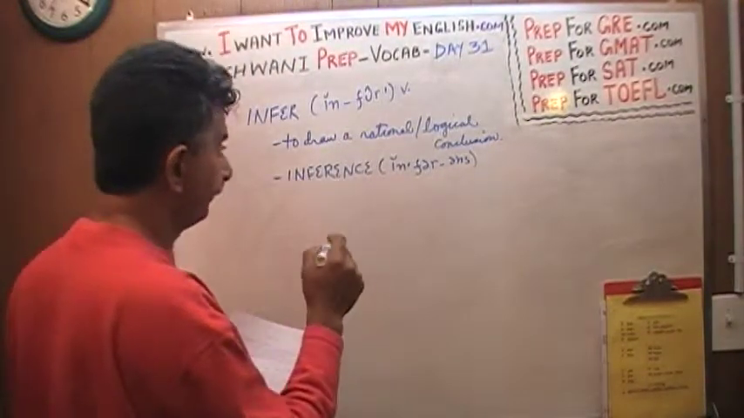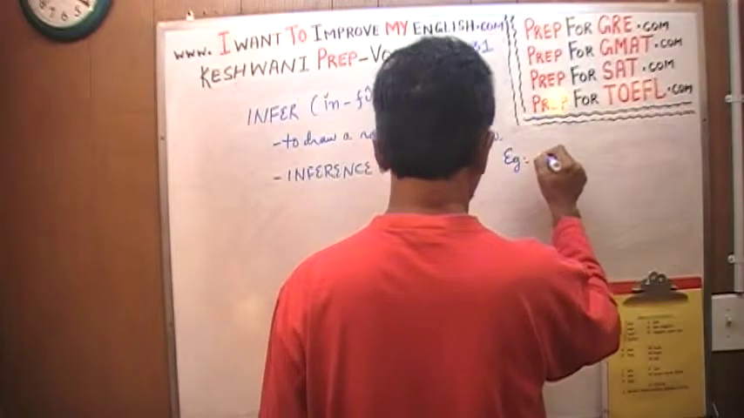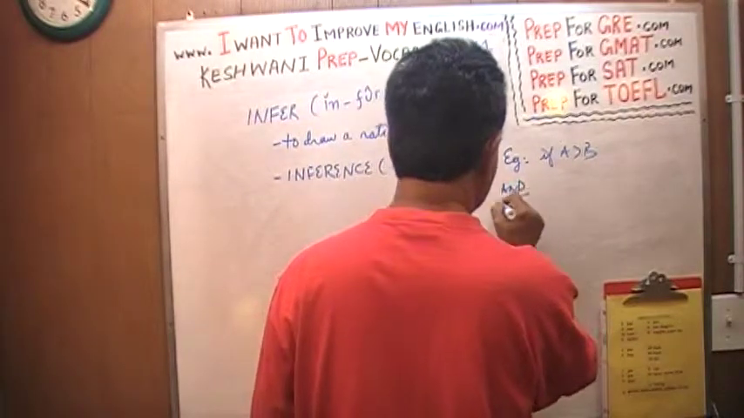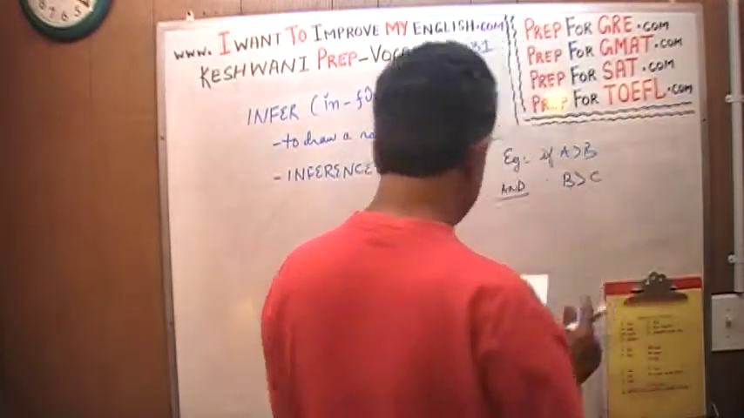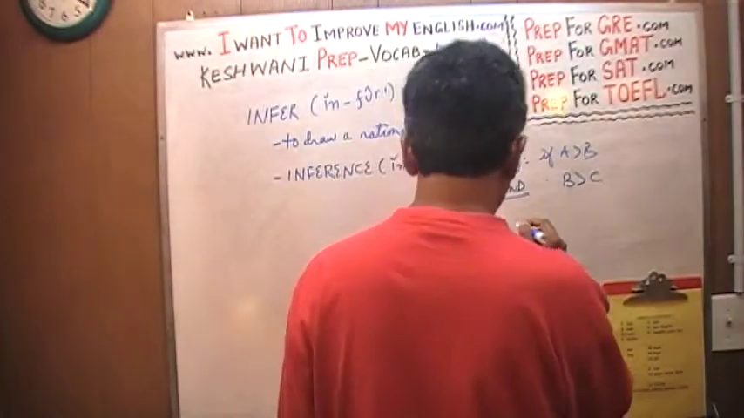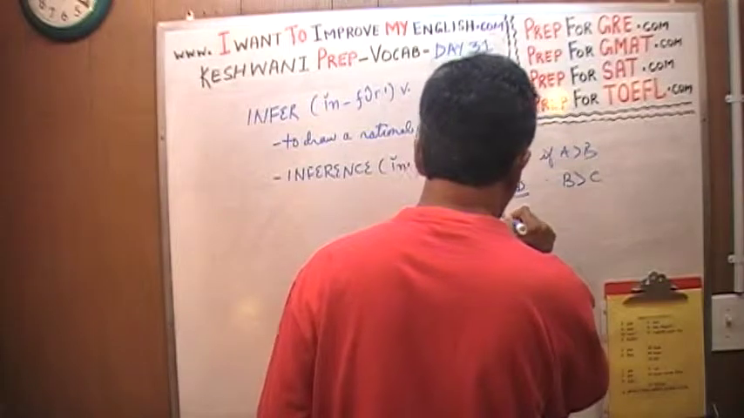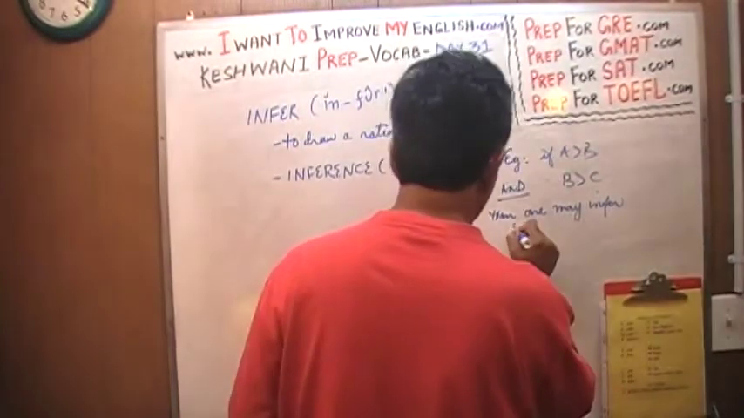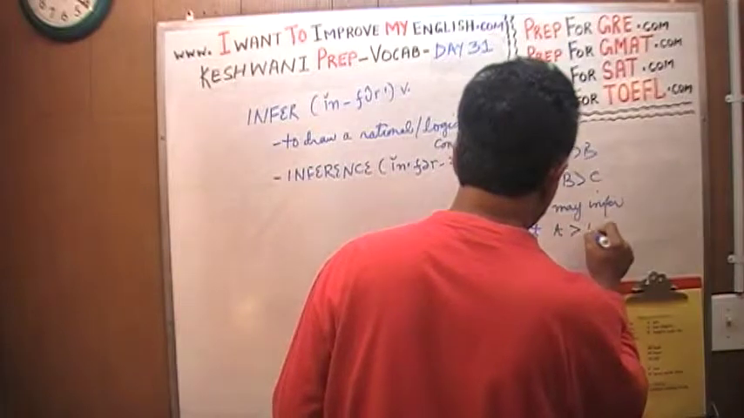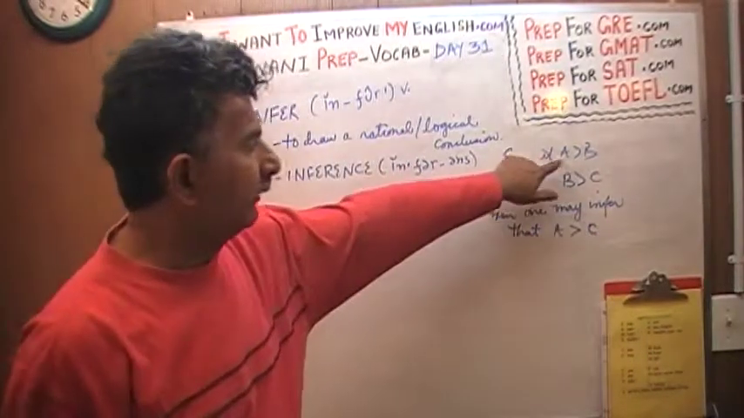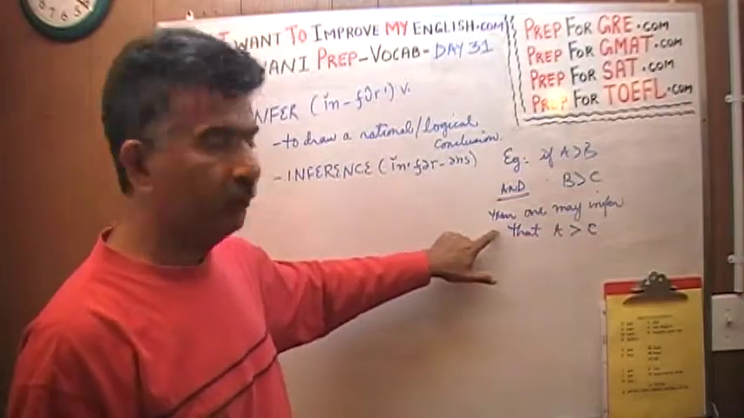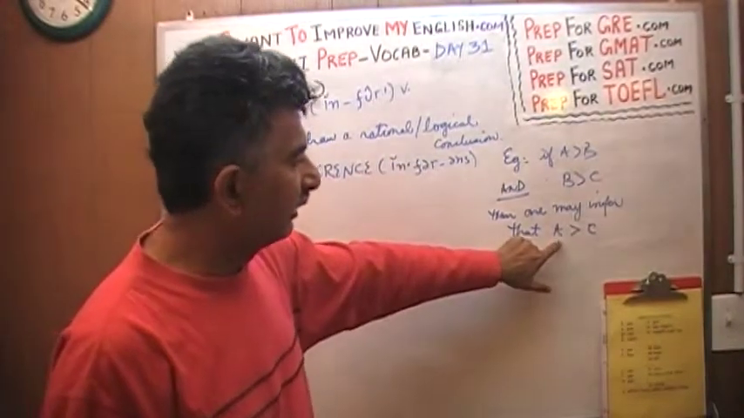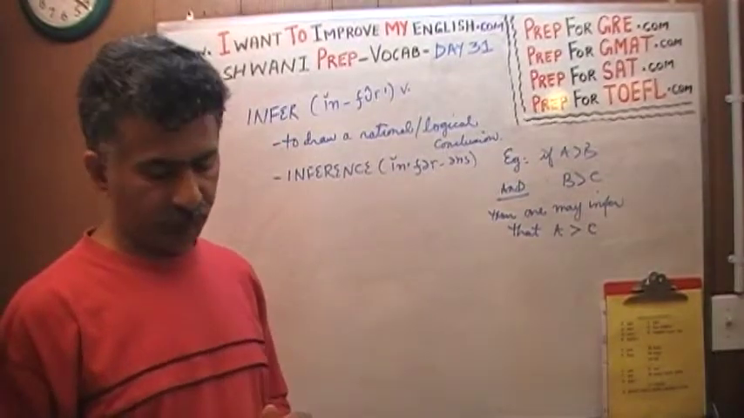Inference. For example, if I tell you that A is more than B and B is more than C, then one may infer that A is more than C. Because we know that A is greater than B and we are told that B is greater than C. Therefore, it is safe to infer, it is safe to make a rational, logical conclusion that A must be greater than C. We have just made an inference.